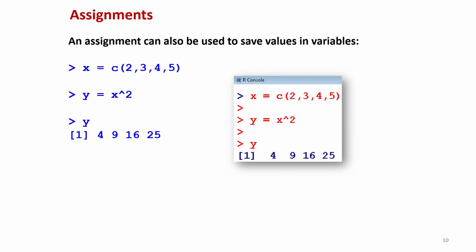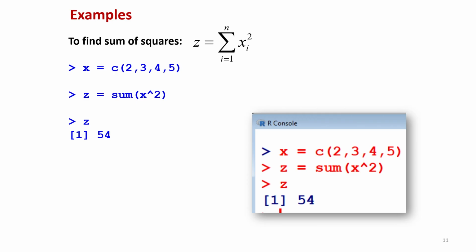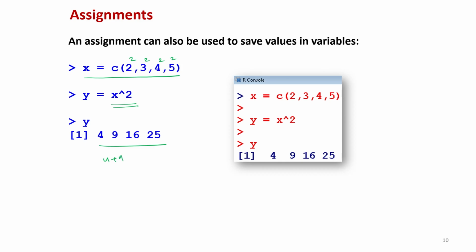Right. So, besides those things, it is also possible that one variable can be stored in another variable with such a command. For example, if I take x equal to some data vector 2, 3, 4, 5, and I say y equal to x^2, we know that this square operator will act on each of the elements, and we will get the values 4, 9, 16, 25. Right. And now suppose I want to find out the sum of all these values, that means 4 plus 9 plus 16 plus 25. So, how to do it?